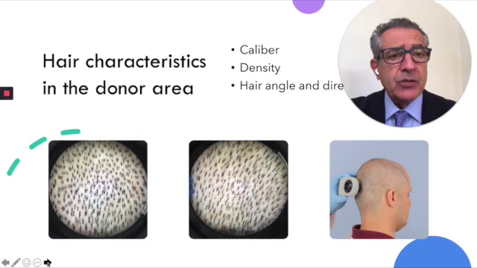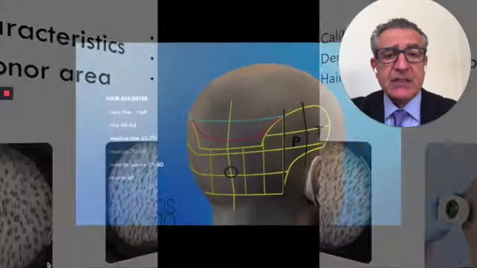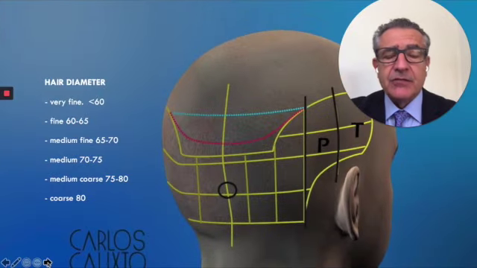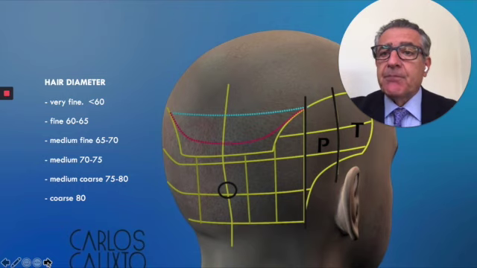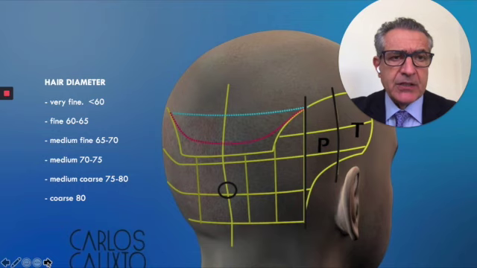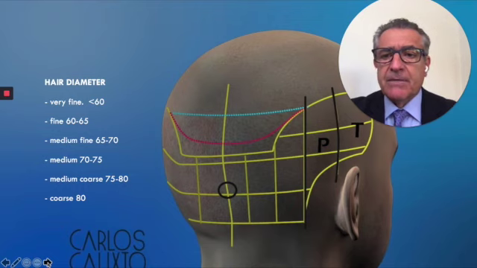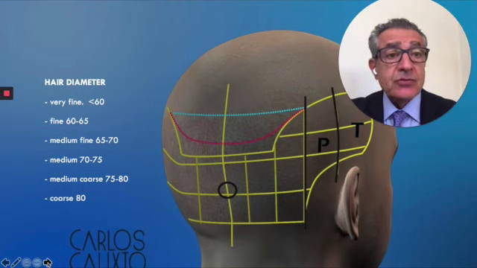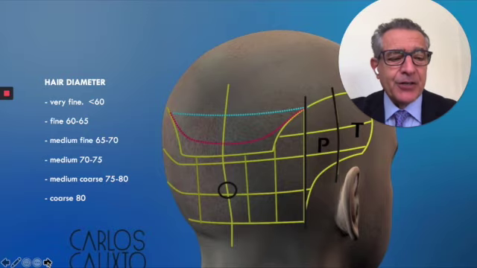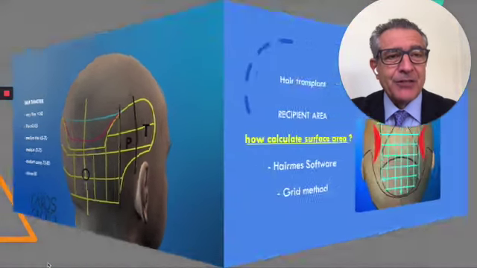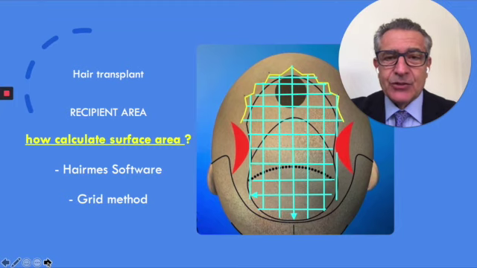You have to do the follicoscopy. You have to use a device like that to see the caliber and also the characteristics of the hair. Sometimes the patient has very fine hair. It's not a good candidate for hair transplant. Sometimes the patient has medium hair. It's a good candidate. And sometimes the patient has coarse hair. Well, fantastic, but it's very, very hard to extract. You have to have a very good device, and also you need some skill to perform this.